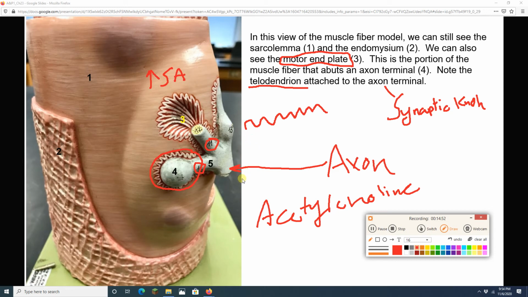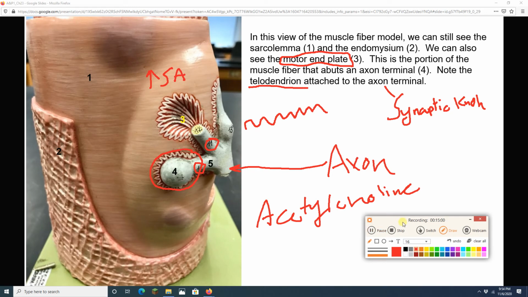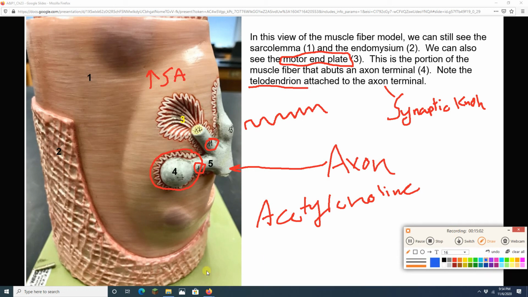And if I have more surface area on this motor end plate, I can have more receptors for acetylcholine. The receptors for acetylcholine, by the way, are referred to as nicotinic receptors. I bet you can guess what else they bind to besides acetylcholine. Now, the motor end plate is what receives the acetylcholine. More surface area because of the ruffledness gives me more nicotinic receptors.